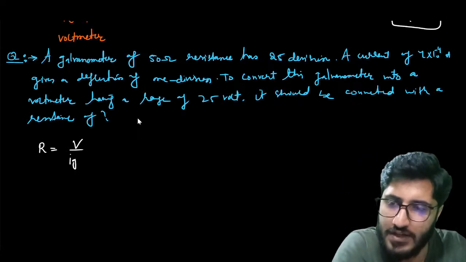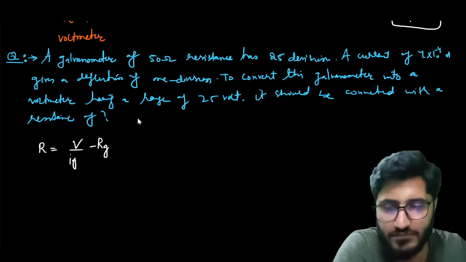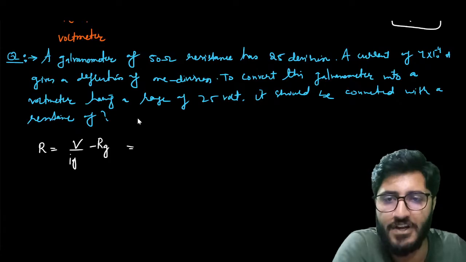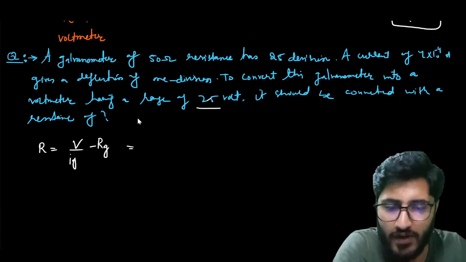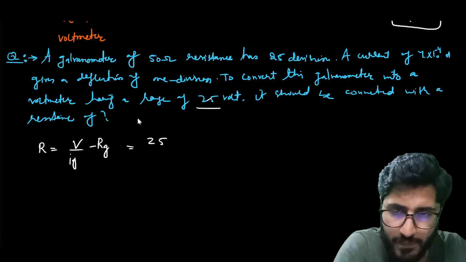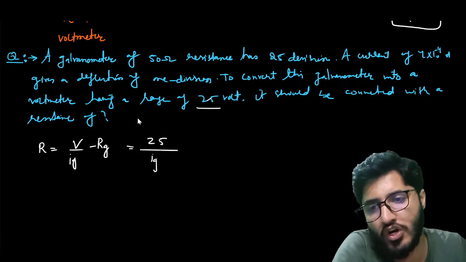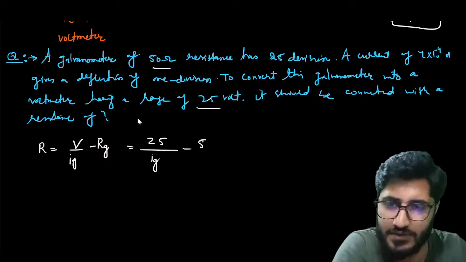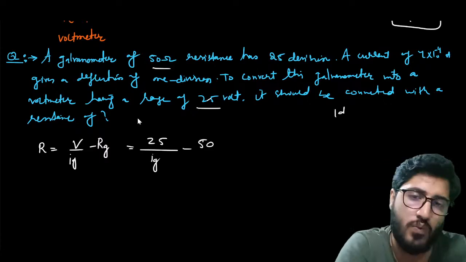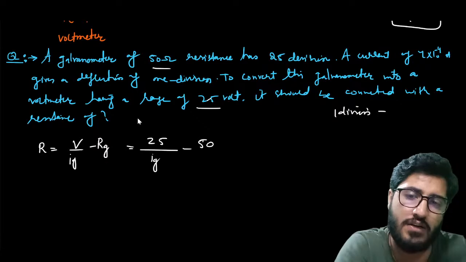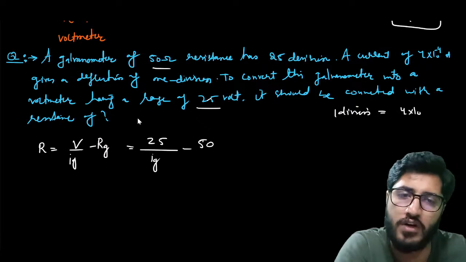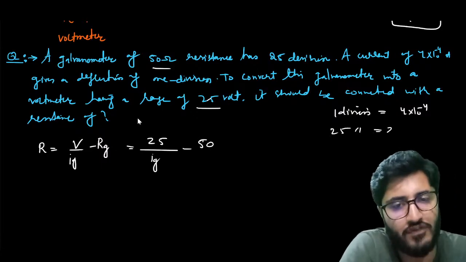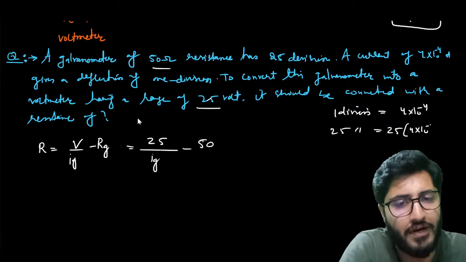So I guess capital R is equal to V divided by Ig minus Rg. V is given to us, 25. Current is not directly given to us. Rg is how much? 50. What is Ig? In one division, what is the current? 4 × 10^-4. And in 25 divisions, we have 25 × 4 × 10^-4.